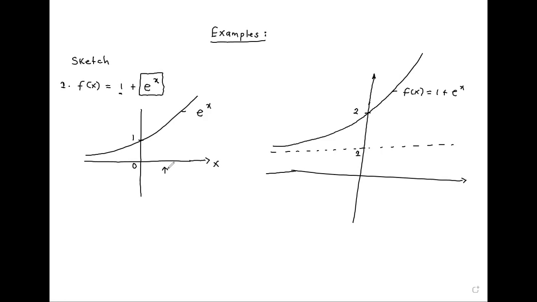Sir, like if that was 2, if f of x was equal to 2 plus e to the power x, our graph would then be this, the dots would go to 2. So 2 plus 1, 3. And so our graph would come here.